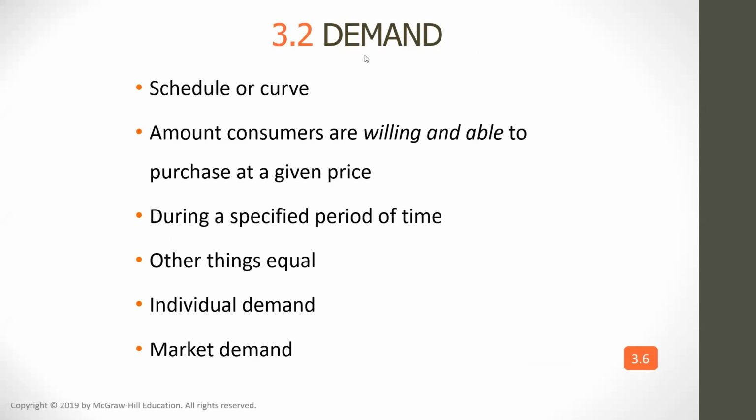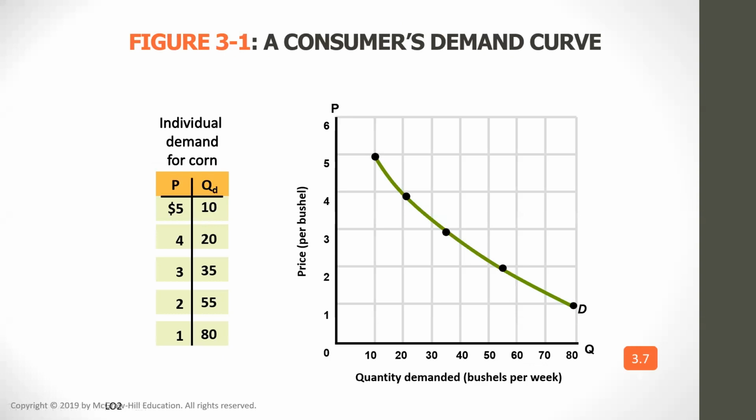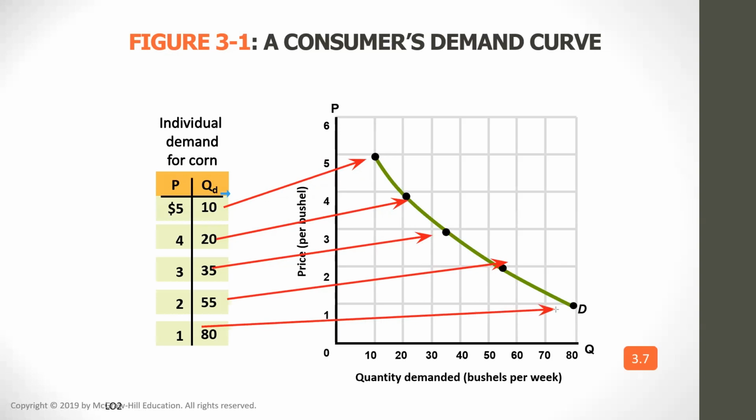So demand is a schedule or curve. It's the amount that consumers are willing and able to purchase at a given price, during a specific period of time, other things equal. There's individual demand and market demand. Consumers' demand curve is downward sloping. As price goes down, quantity demanded goes up. So if you link this over, here, 5, 10, 420, 335, 255, 180. That's how it would be plotted in the graph here.